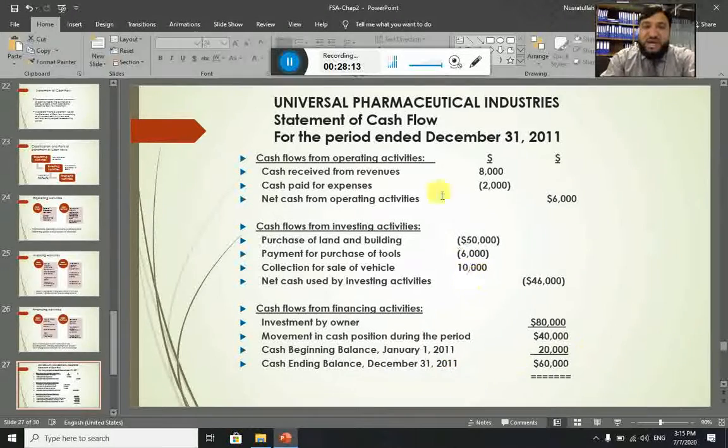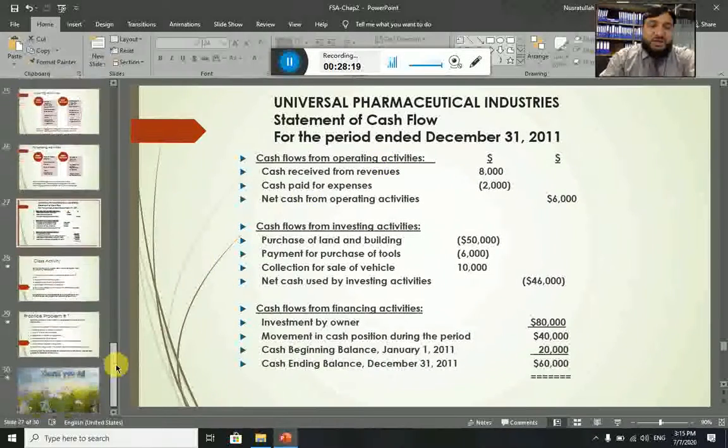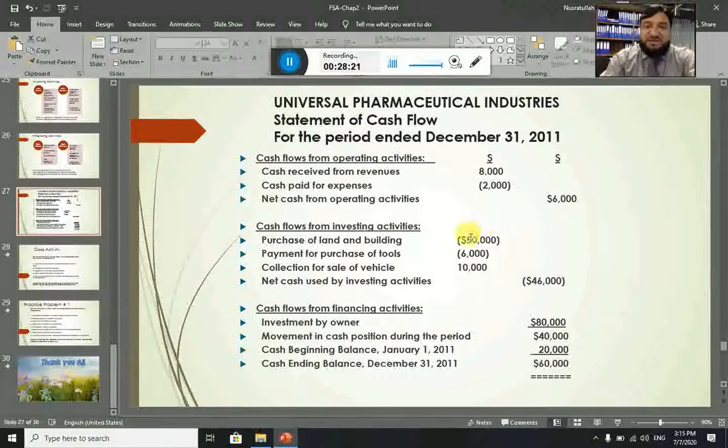So that is how a cash flow statement is prepared. Now we'll work on one of the class activities. I'll prepare a cash flow statement for you, then I'll give you a problem to practice. You can practice at home, and if you have any questions in preparing the cash flow statement, get back to me, inshallah, and I'm going to help you.